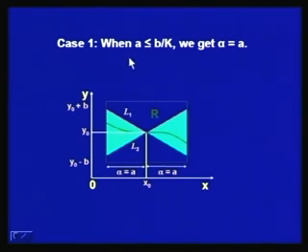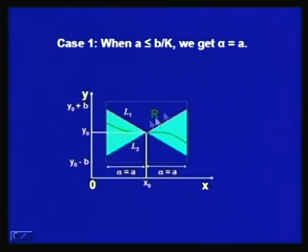In case 1, when a ≤ b/k, we will have α = a, because α is the minimum of a and b/k. So, when α = a, in this figure you can see that this is your solution curve. The solution curve lies in the region R bounded by these two lines having slopes k and −k. L2 has slope k while L1 has slope −k, and they both pass through the point (x₀, y₀). The solution curve also passes through the point (x₀, y₀).